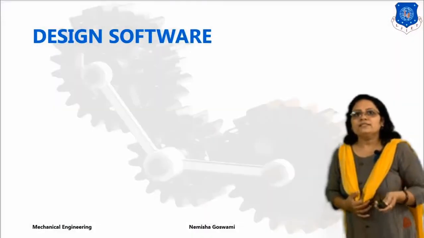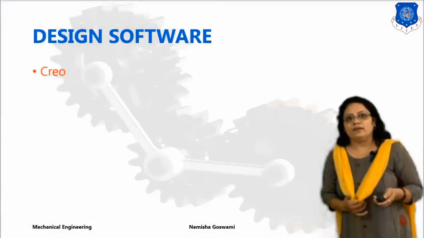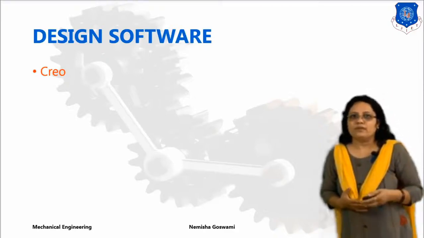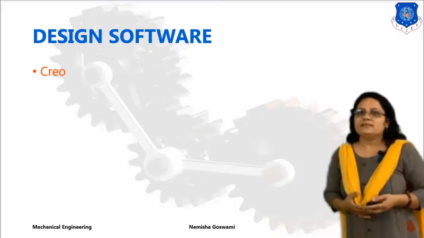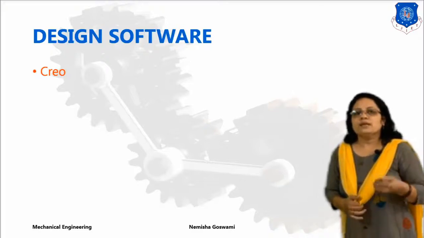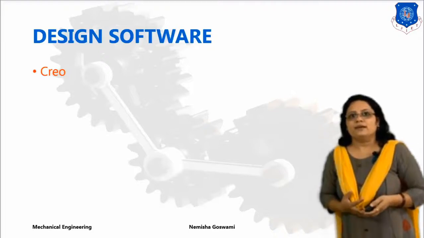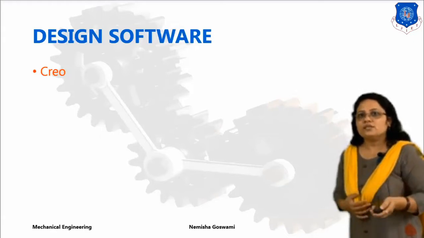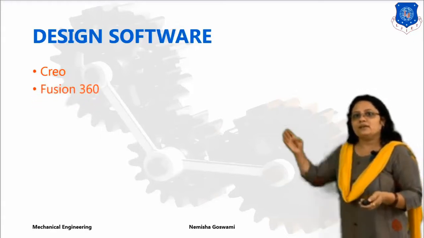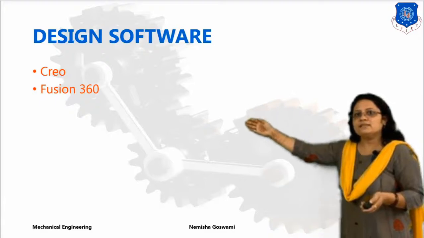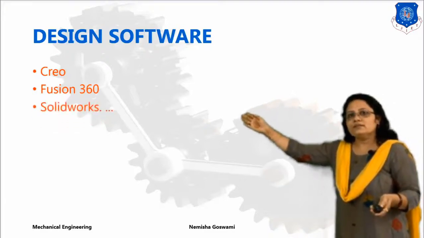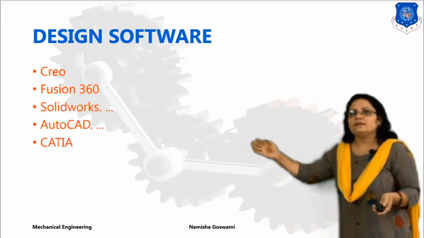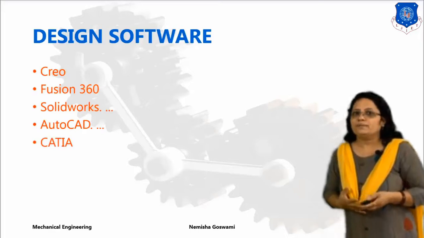Now what are the basic steps which are required in machine design and what are the design software? So first of all we will discuss design software, then we will switch over to the basic steps which are required in machine design. There are several software available in the market which are used in machine design or designing any type of products. First is Creo, second is Fusion 360, next is SolidWorks, AutoCAD and CATIA. So these are the basic design software used in the present scenario.